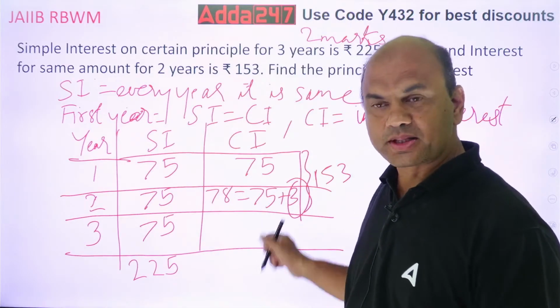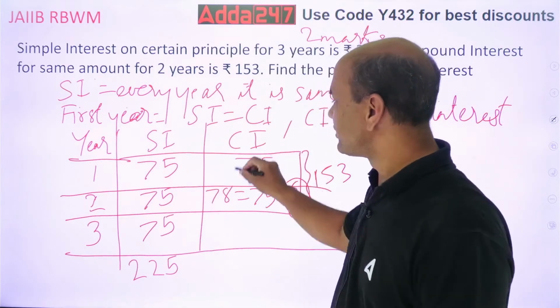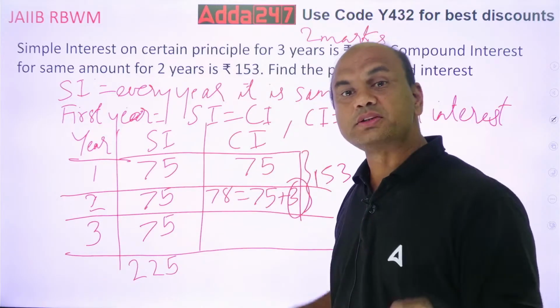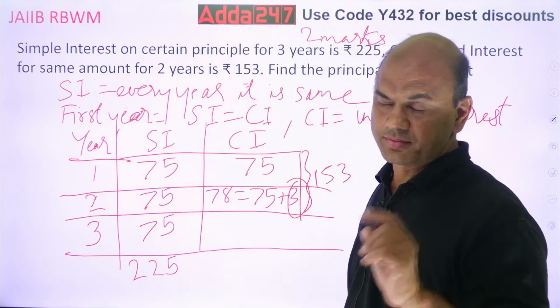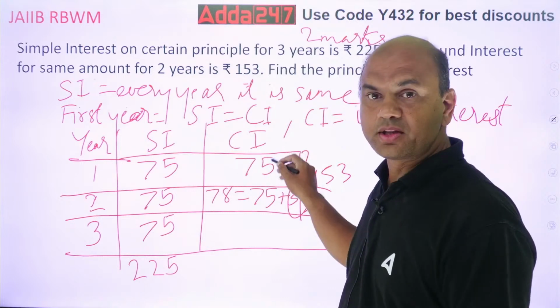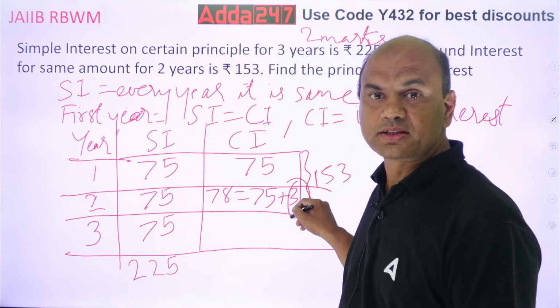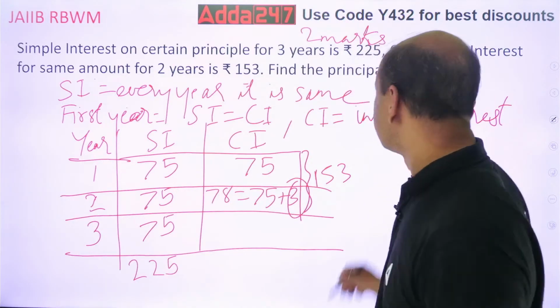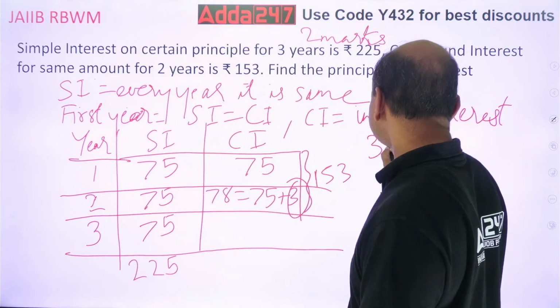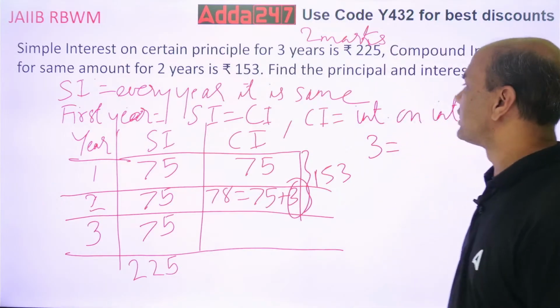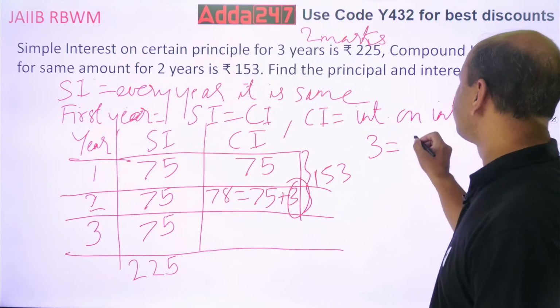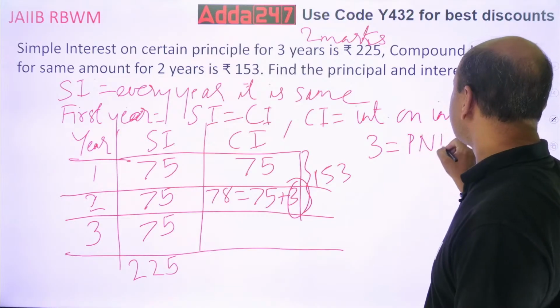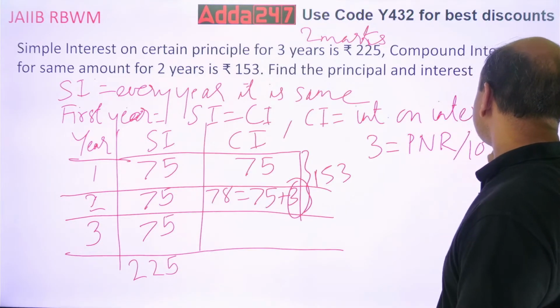This 3 rupees extra is because this 75 interest was invested for 1 year. So this 75 invested for 1 year, I got the interest as 3. So solve this. 3 equals to PNR upon 100. See, this is the formula you will be using, PNR upon 100.